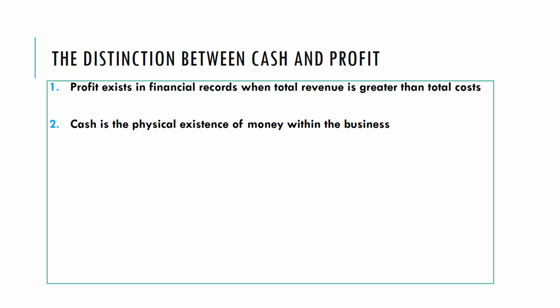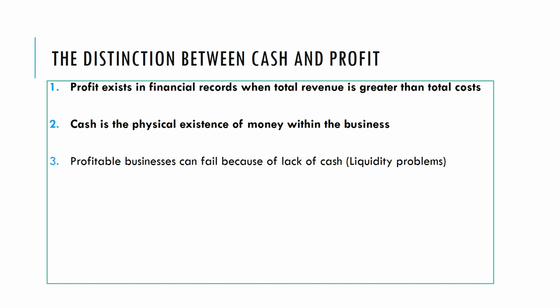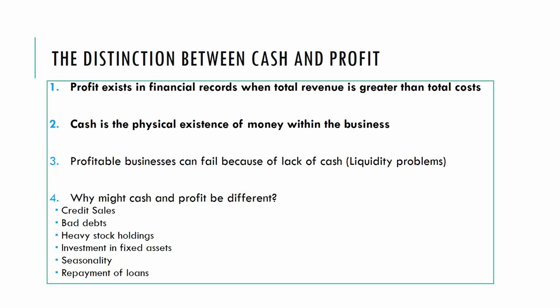Cash and cash flow is trying to record something different. It's trying to record all the actual physical movements of cash in and out of the business. And sometimes businesses that make a profit can run out of cash, which we call liquidity problems, and there's a number of reasons why cash flow and profit might be different. For example, credit sales or bad debts, or having lots of stock, seasonality, and repaying loans. So let's go through this.